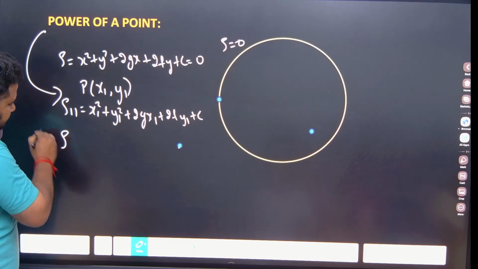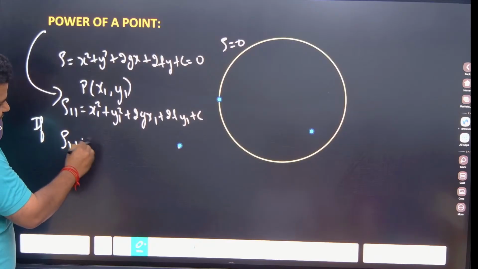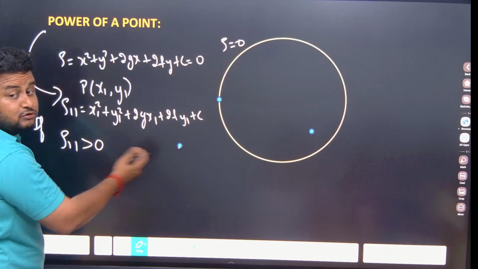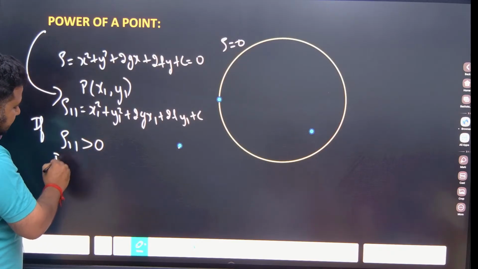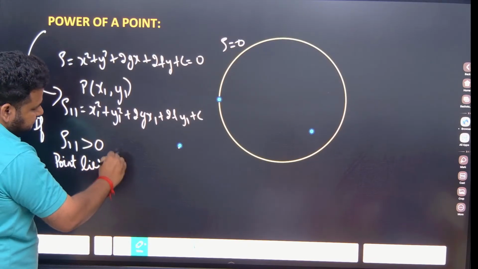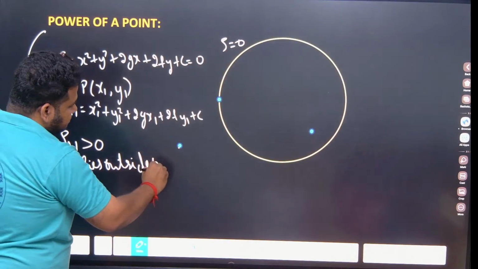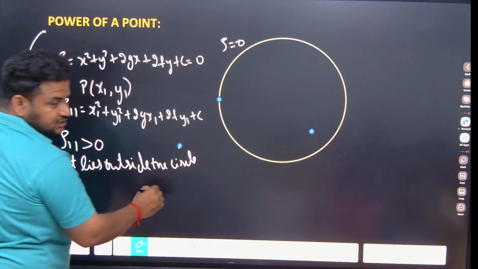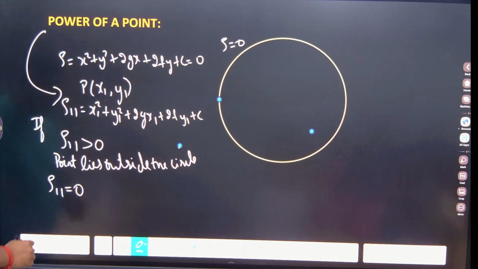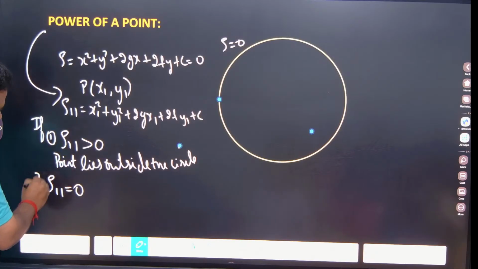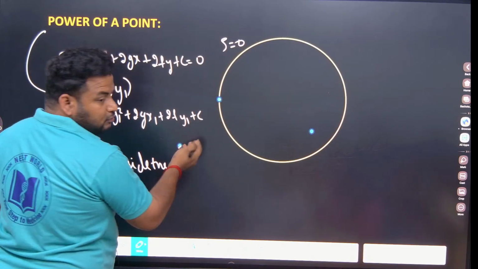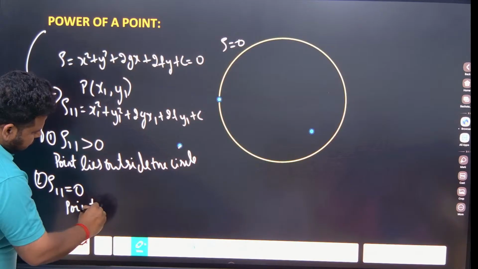Now see here, these points are important. If S11 is greater than 0, the point lies exterior to the circle, or outside the circle. Very important points. If S11 is equal to 0, the point lies on the circle. Suppose this is the point; this one is outside the circle, and this one lies on the circle.